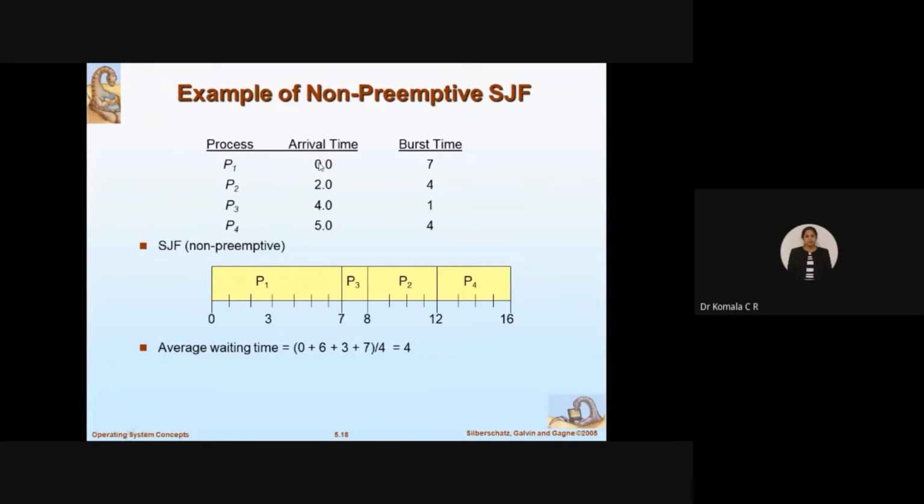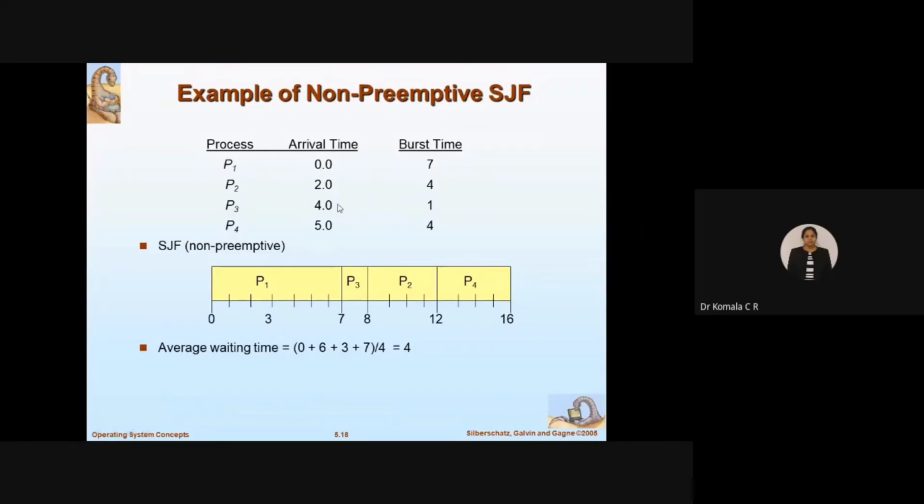What time has it arrived? 0. What time did you start? 0 only. So 0 minus 0 is how much? 0. Then P2 arrived at 2 seconds. You started P2 at 8 seconds. So 8 minus 2 is how much? 6 seconds. Fine.